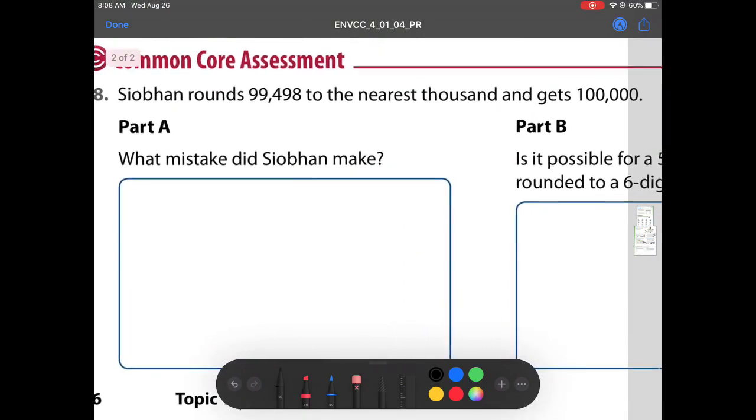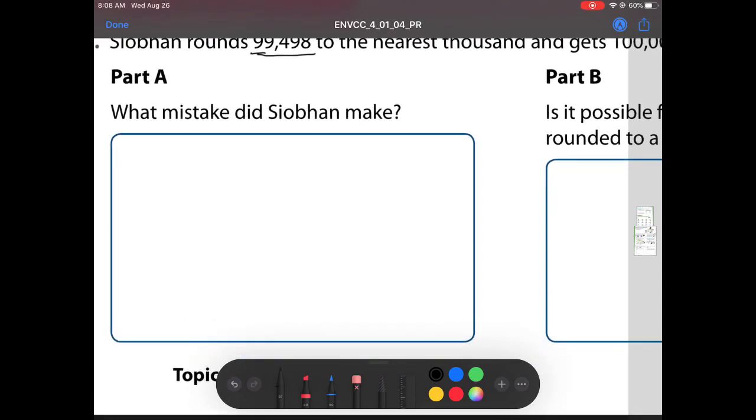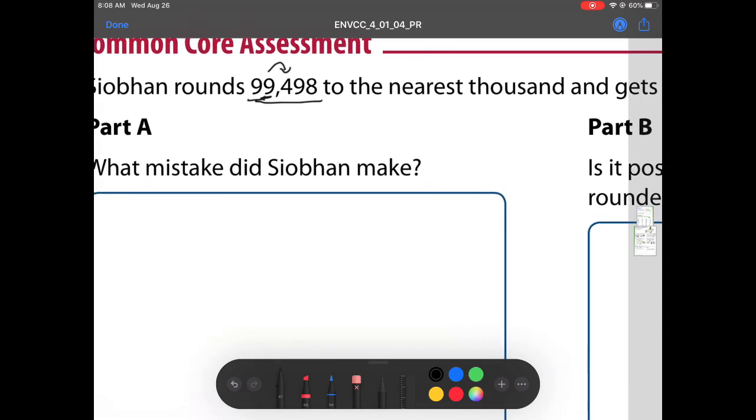Okay, we have our last two. This student rounds 99,498 to the nearest thousand and gets 100,000. What mistake did this person make? Well, let's check here. We're rounding it to the nearest thousand, so we're starting at that thousands place value. But remember, if it's 4 or less, we're supposed to let it rest.